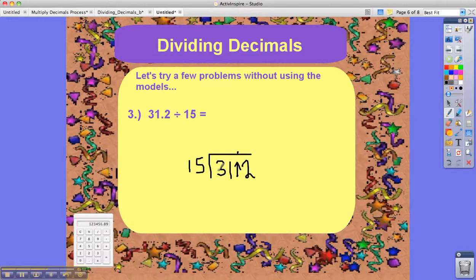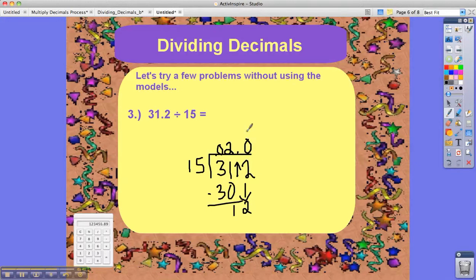Can 15 fit into 3? No. Hold my space. Can 15 fit into 31? Yes. How many times? 2 times. 15 times 2 is 30. 31 minus 30 is 1. So I ignored the decimal, I already dealt with it. Bring down my 2. Can 15 fit into 12? No. So this one's a little different than the other ones we did because it doesn't fit into there. We're going to put a 0 down.